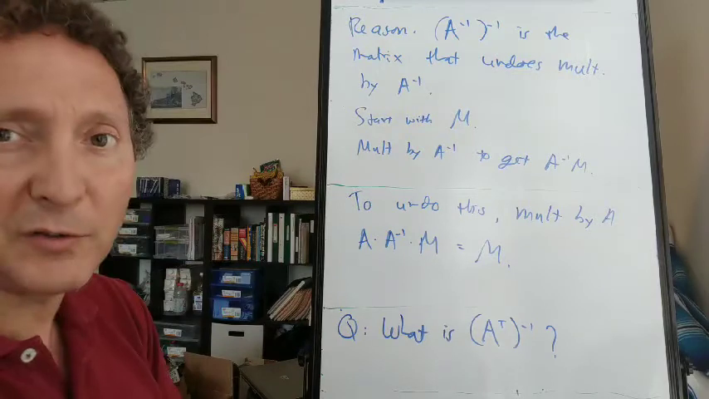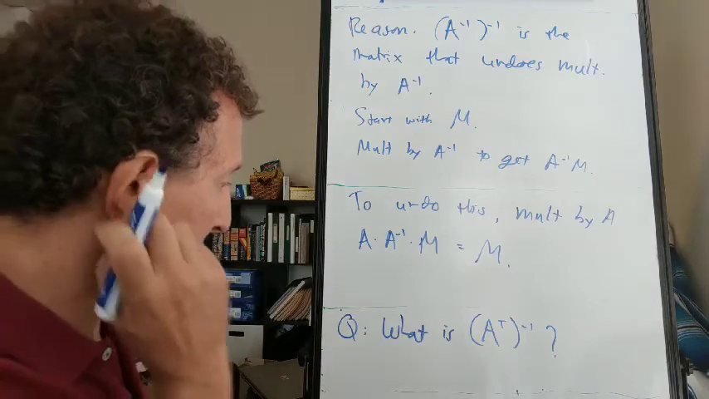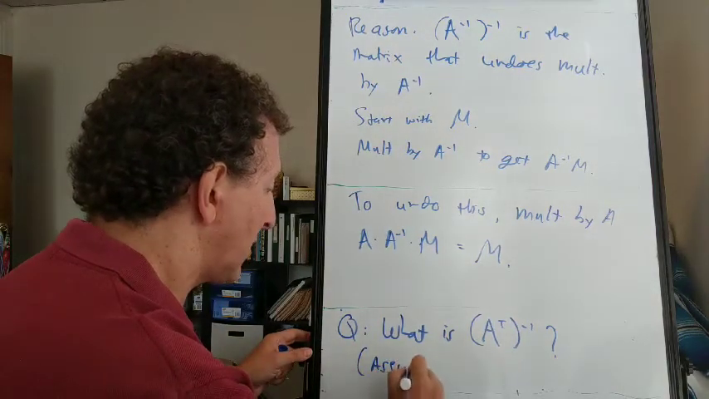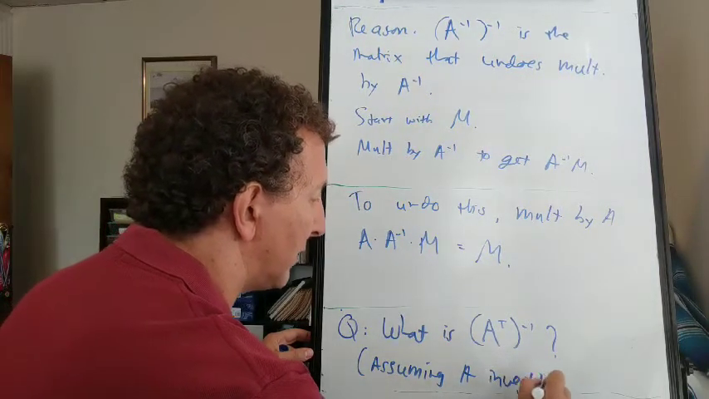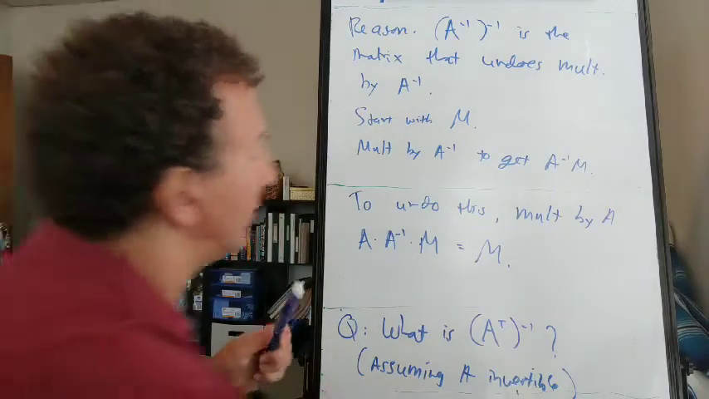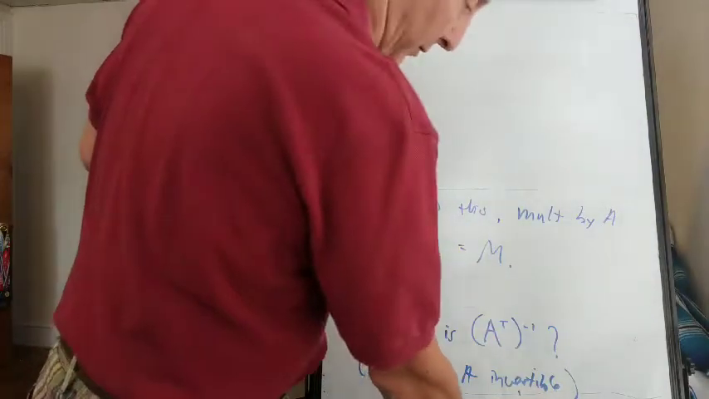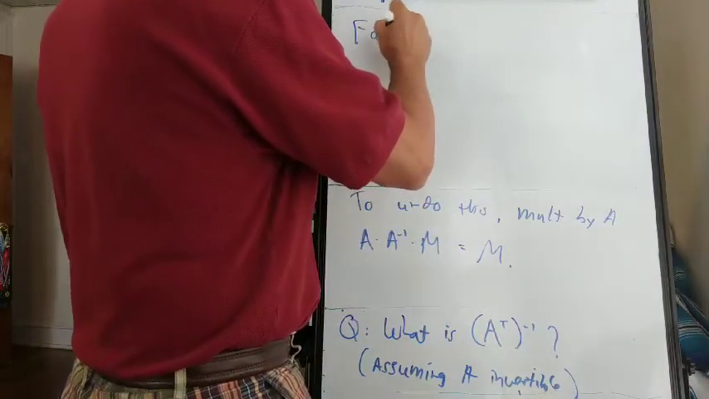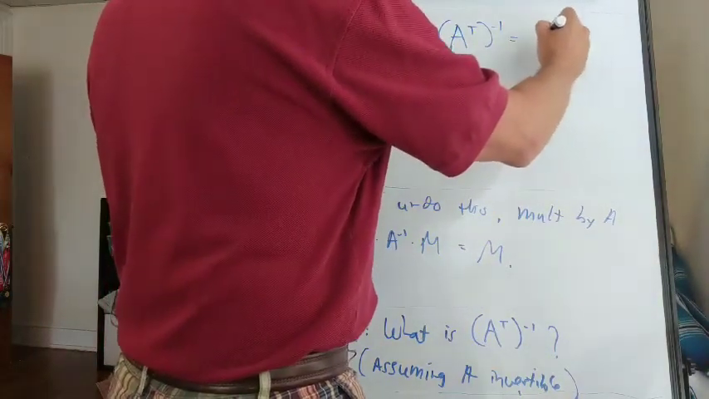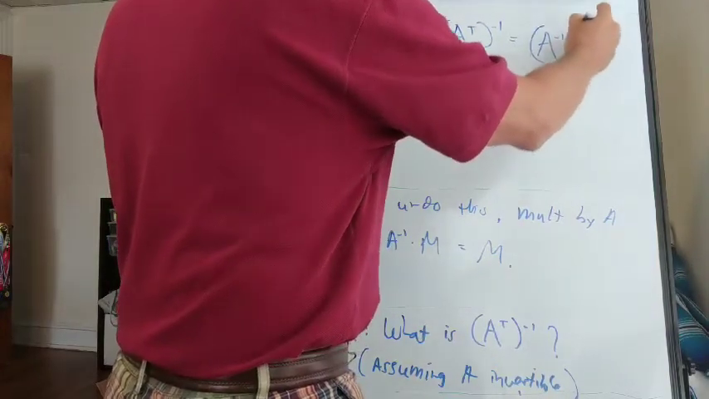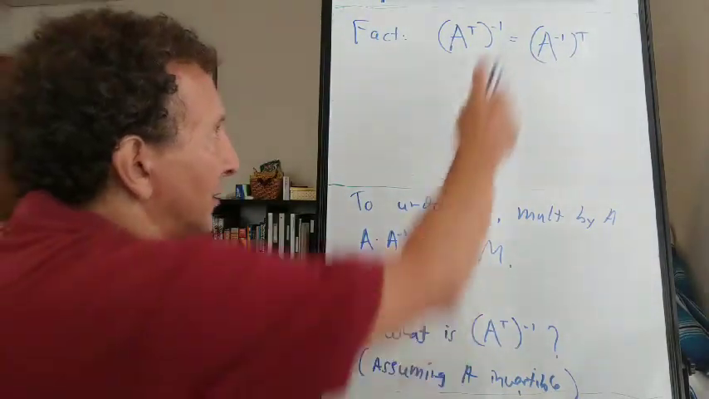All right, now we have this natural question that involves the transpose and the inverse. What if we want to invert A transpose? Assuming A is invertible. And the easiest possible fact is true. The inverse of A transpose is just the transpose of A inverse. So if you know how to invert A, you also know how to invert A transpose. Just invert A and take the transpose of it.